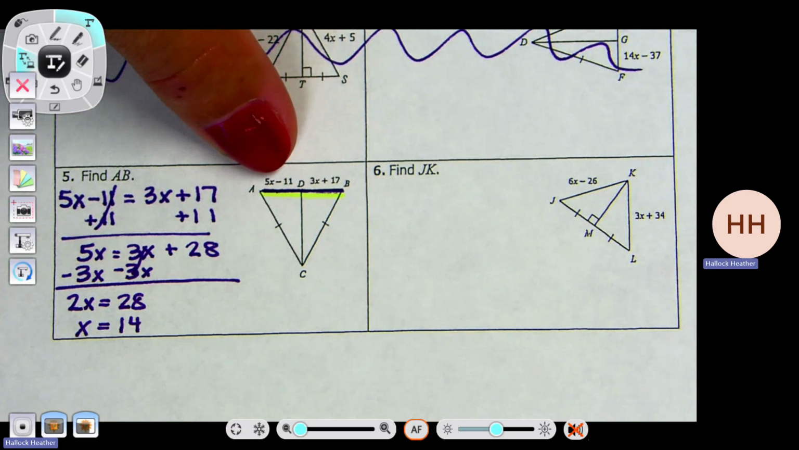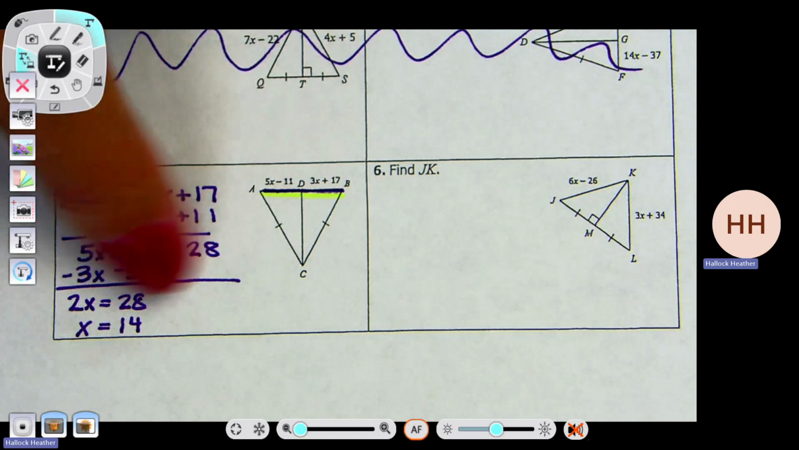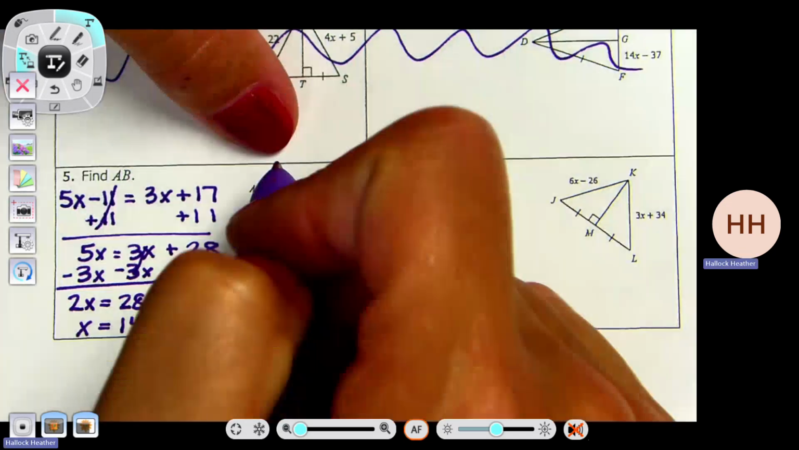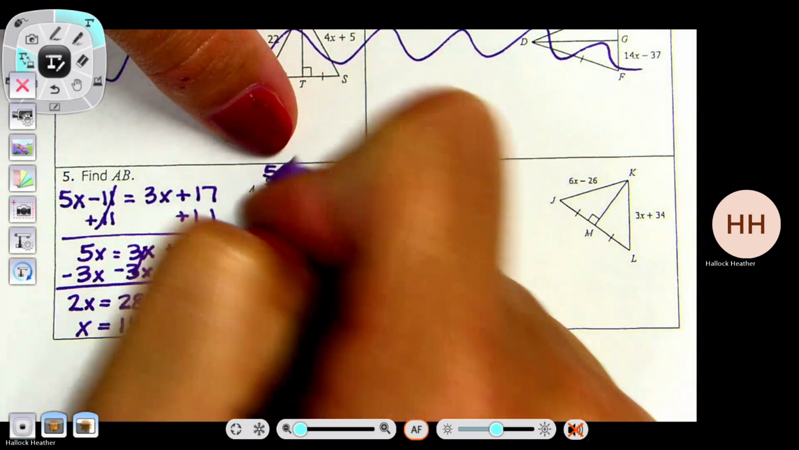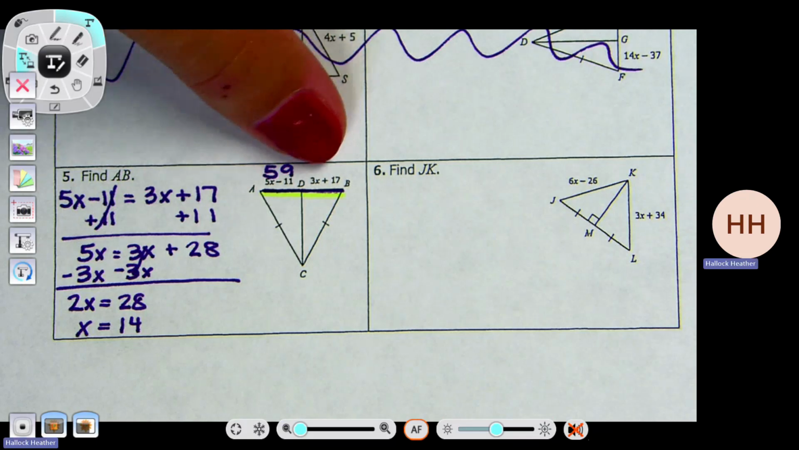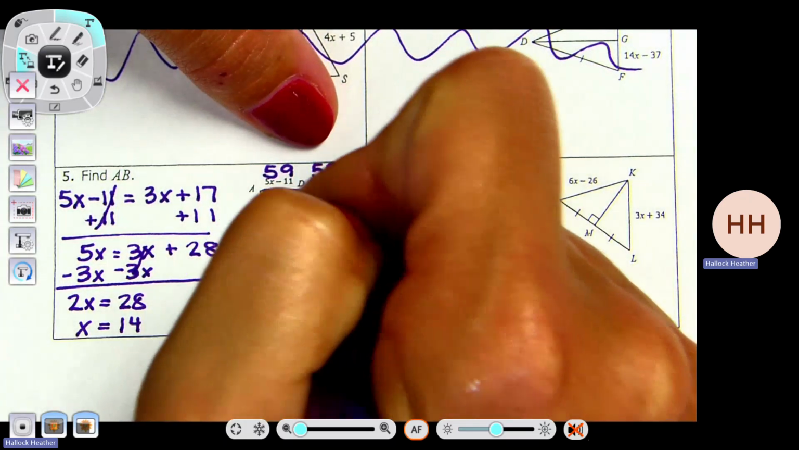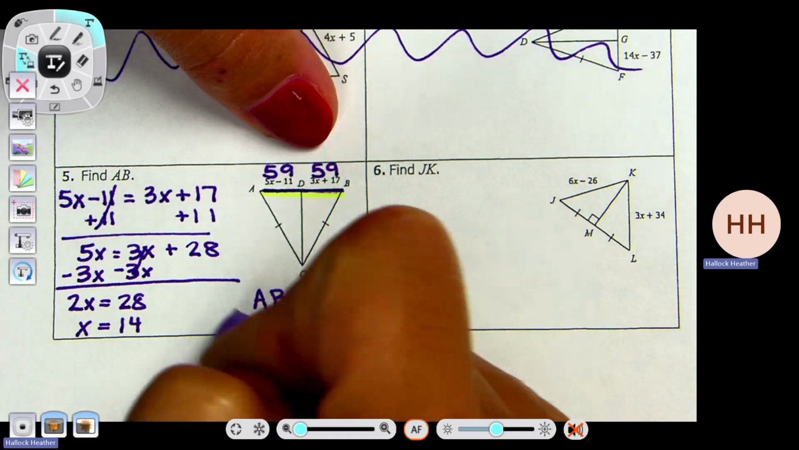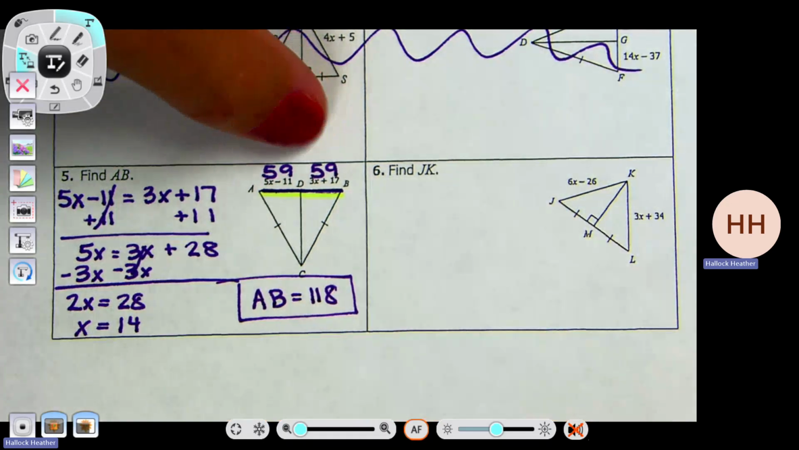So this is the part that you should just put in the calculator. If I do 5 times 14 minus 11, how much is that? 59. If I plug it into the other side, what do I get? 59, because they're the same, because it's bisecting. So if I add them together, how much is AB in total? 118. Nice.